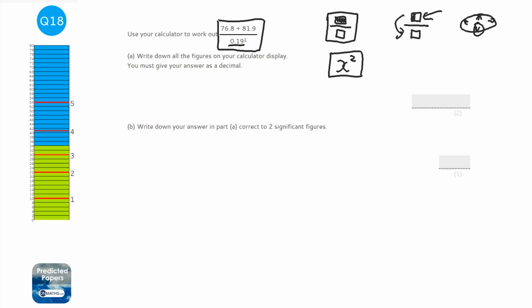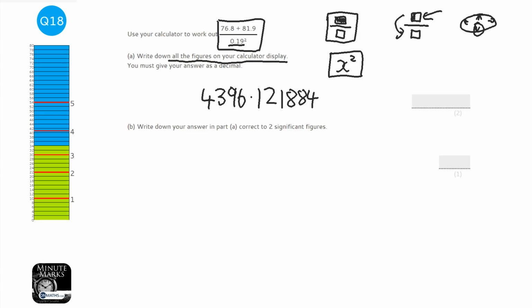So you press the equals, and my one comes up with 4396.121884. Now, it might be tempting to try and round that, but it says it wants all the figures, so just put them all in.